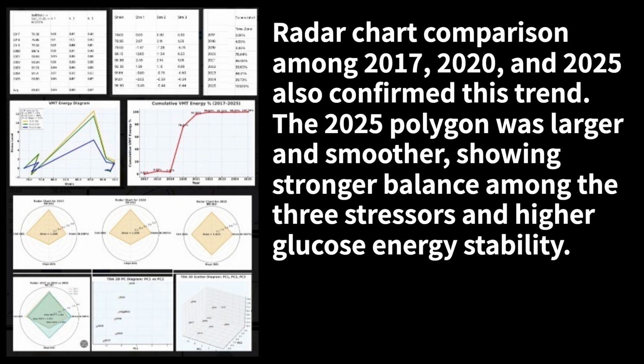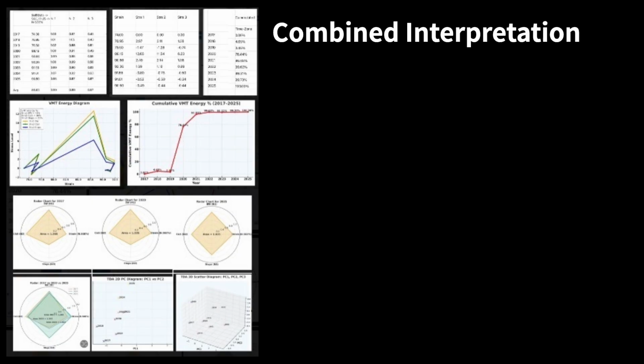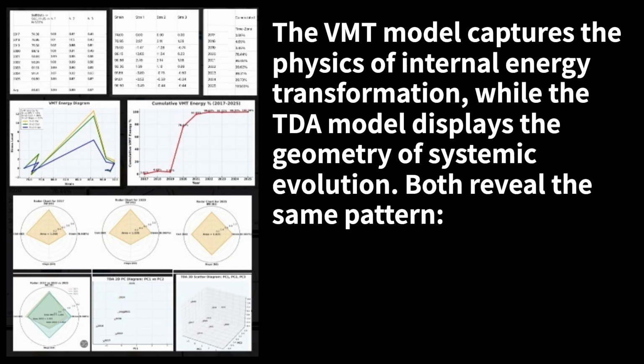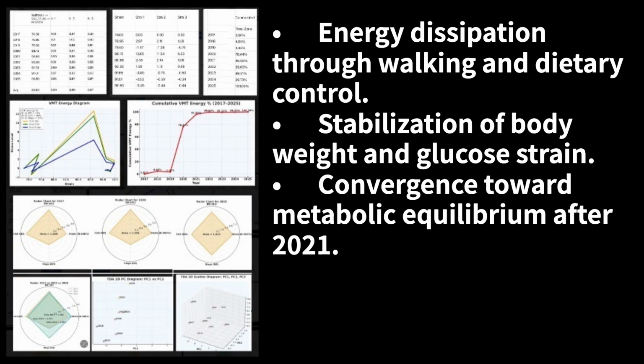Radar chart comparison among 2017, 2020, and 2025 also confirmed this trend. The 2025 polygon was larger and smoother, showing stronger balance among the 3 stressors and higher glucose energy stability. Combined interpretation. The VMT model captures the physics of internal energy transformation, while the TDA model displays the geometry of systemic evolution. Both reveal the same pattern: energy dissipation through walking and dietary control, stabilization of body weight and glucose strain, convergence toward metabolic equilibrium after 2021.